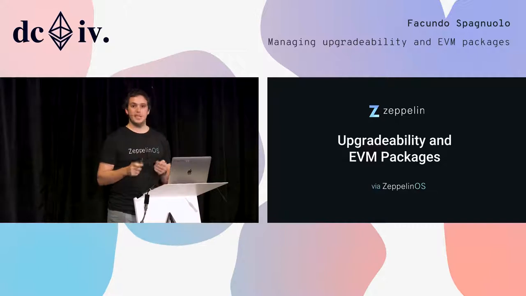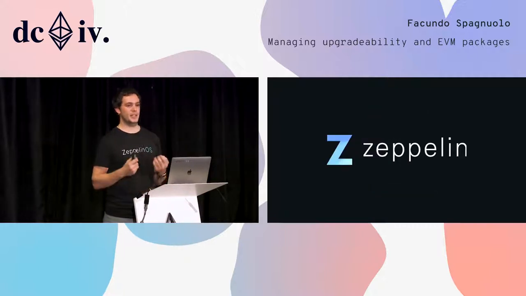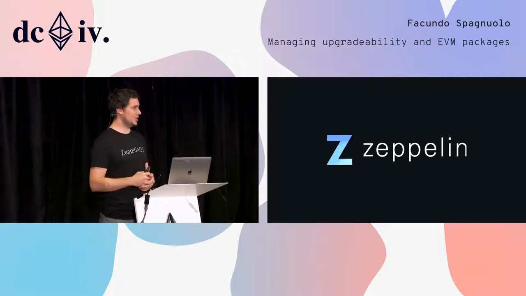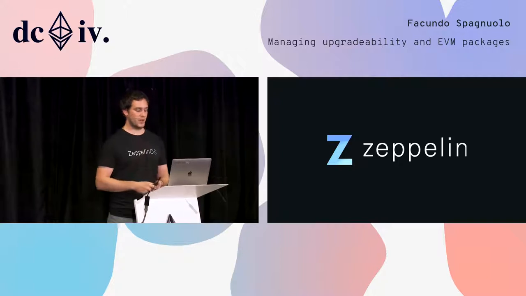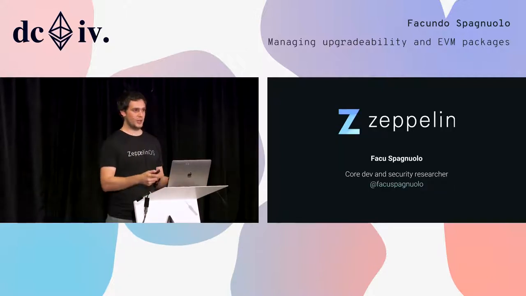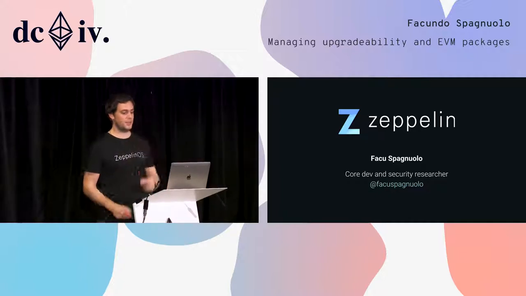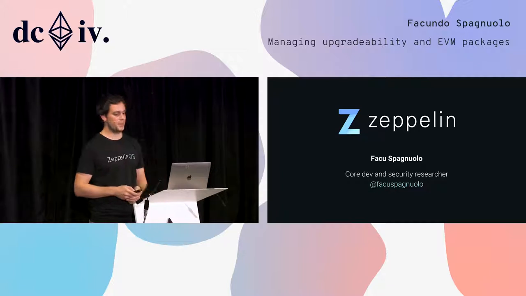But before we begin, I would like to talk a little bit about us. We are Zeppelin, and at Zeppelin we build key technology and infrastructure to build, develop, and manage smart contract systems. My name is Facundo Spagnuolo. I'm a core developer and security researcher at Zeppelin, and currently I'm leading the efforts of Zeppelin OS.